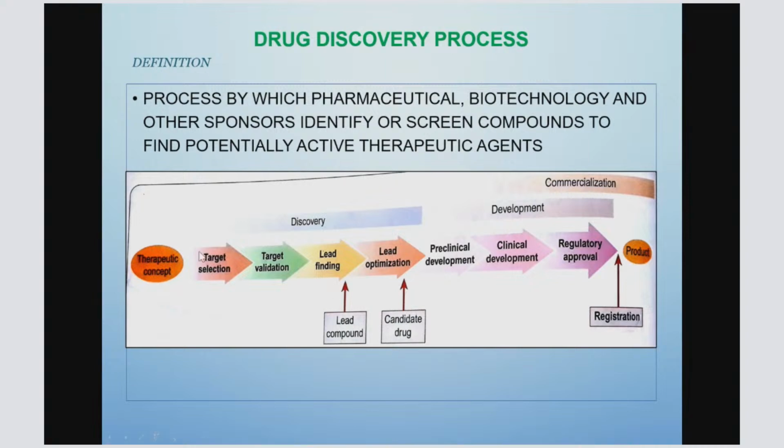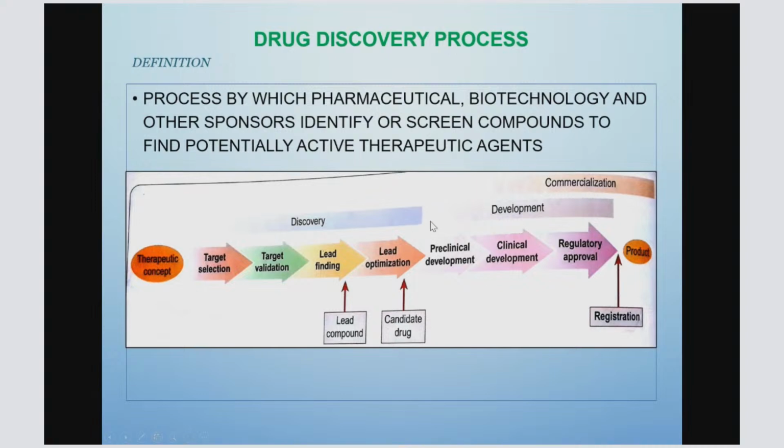So you will select the target, then you will be doing the target validation. Then lead finding, मतलब आपको कुछ molecules मिले, that is called lead compound. After that आप उसका optimization करेंगे, आपको कुछ molecules मिले हैं, आप उसमें से देखेंगे who would be the best, वो कौन से molecule में अच्छा molecule हो सकता है जो कि इन सब में best हो. That is called candidate drug. Then we will do it preclinical, then clinical development. So till these lab activities, it is called discovery.